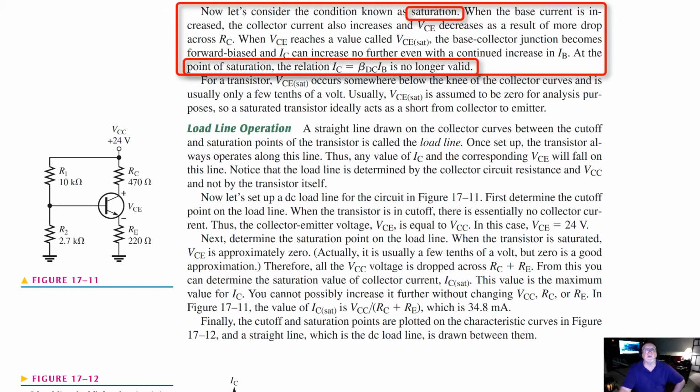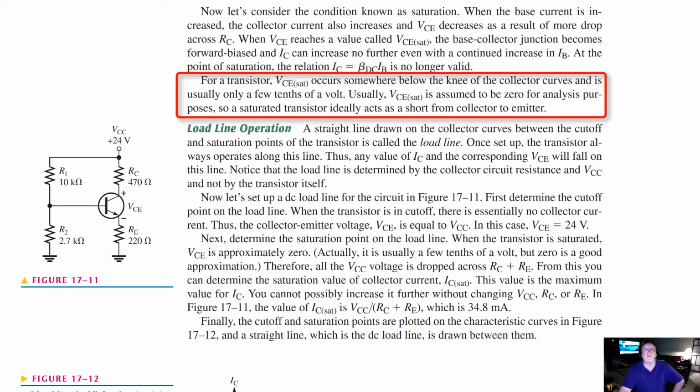At the point of saturation, the relationship I sub C equals beta DC times I sub B is no longer valid. For a transistor, the voltage VCE sat occurs somewhere below the knee of the collector curves and is usually only a few tenths of a volt. Usually VCE sat is assumed to be zero for analysis purposes. So a saturated transistor ideally acts as a short from collector to emitter.